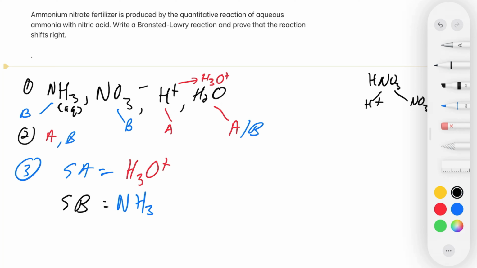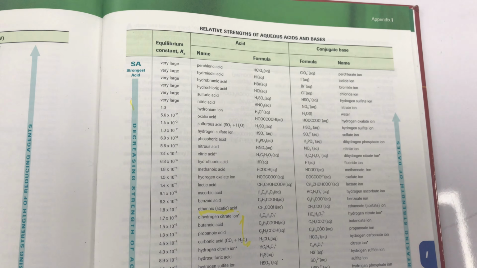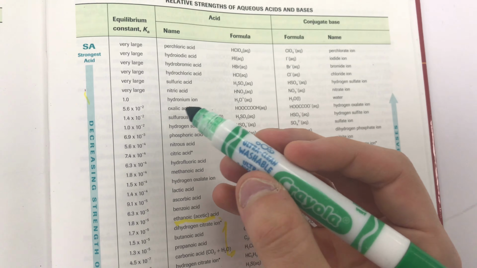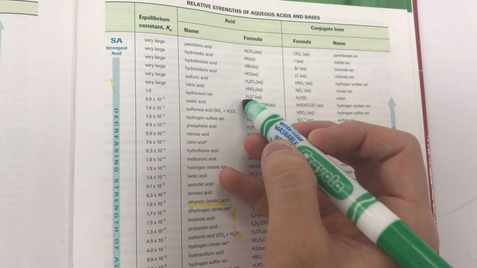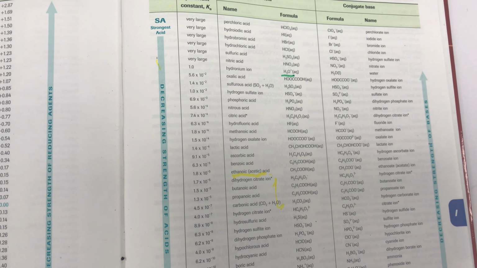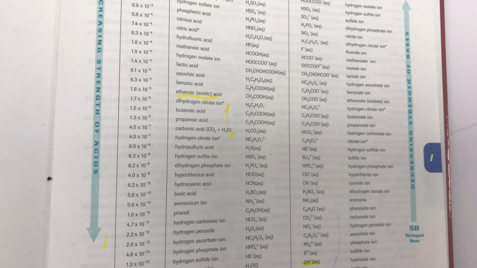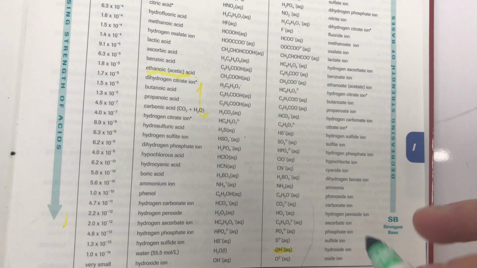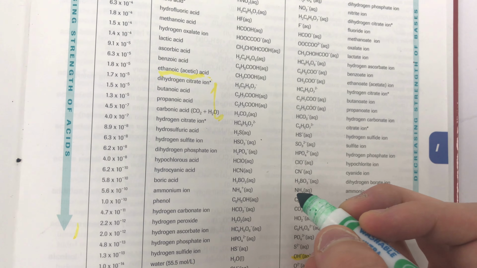Now, from the fourth step, we're going to go right to the data booklet and see if this reaction is going to be spontaneous, or if the products will be favored, or if it'll shift right. These are all synonyms. So let's take a look at the data booklet. For the second question, we realize that the hydronium ion was the strongest acid. And then we also saw that ammonia, NH3, was the strongest base, and it's right over here.